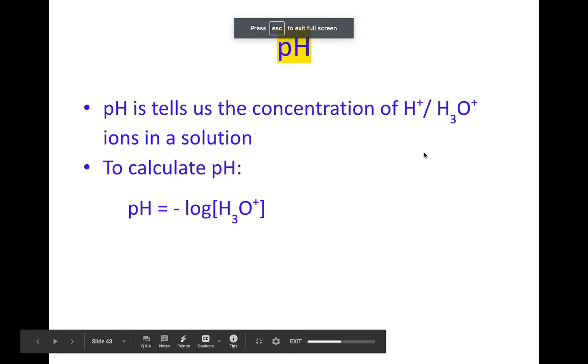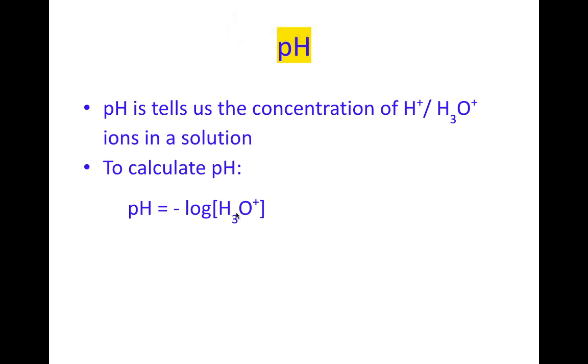pH is basically a measure of the hydrogen ion or hydronium ion concentration in a solution. So when we're looking at pH, we're really looking at the hydrogen ion concentration. And remember, the H3O plus is the hydronium ion, and that is water that has a hydrogen ion added. So we use these interchangeably. So when we are looking at the pH, we're looking at the hydrogen ion concentration, which is a measure of the acidity of a solution.